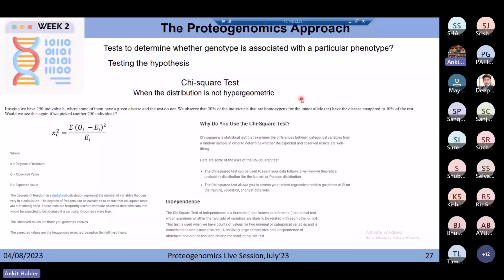So then you try to use the chi-square test functions to understand whether it will follow the same pattern as observed or not. So this is where you will use the chi-square test. The chi-square test is just to find out the differences between the observed and the expected values. Why do you use the chi-square test? As I mentioned, you have to understand whether your data follows a well-known theoretical probability distribution like the normal or Poisson distribution, and it also helps you test goodness of fit.